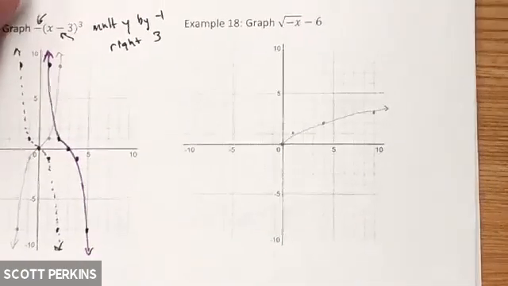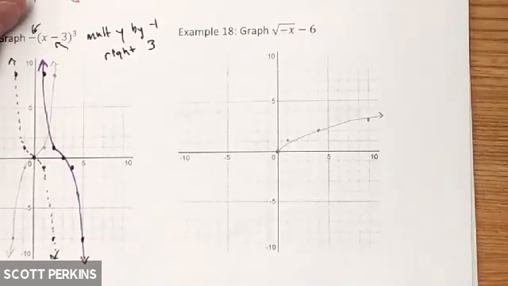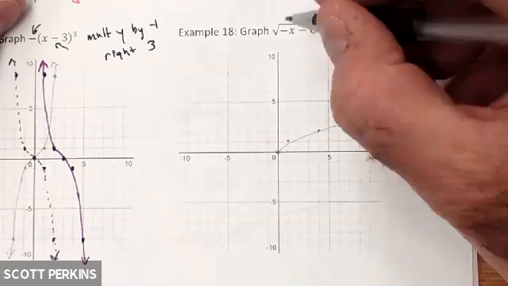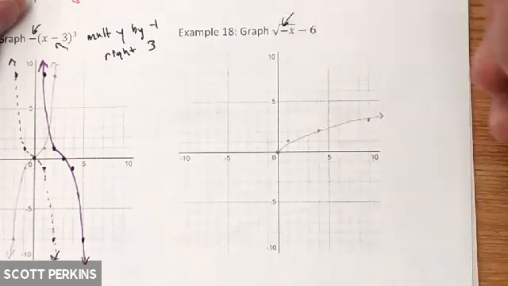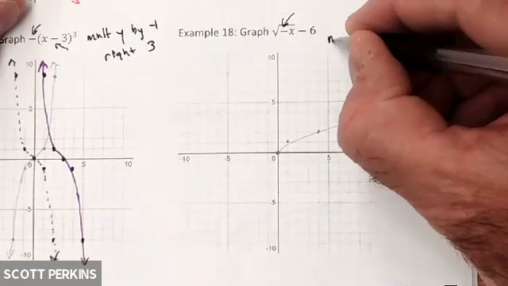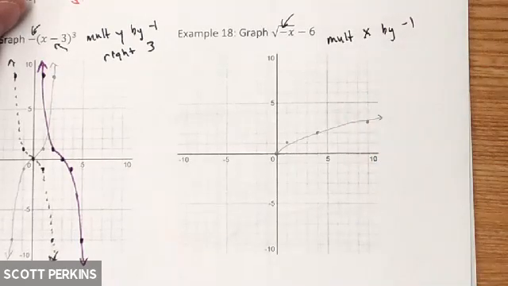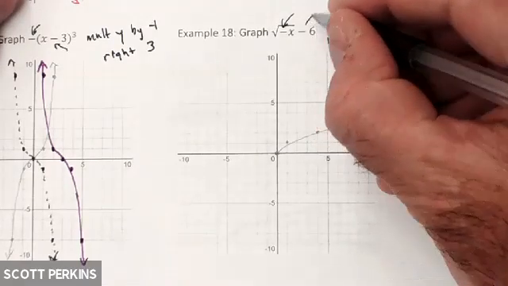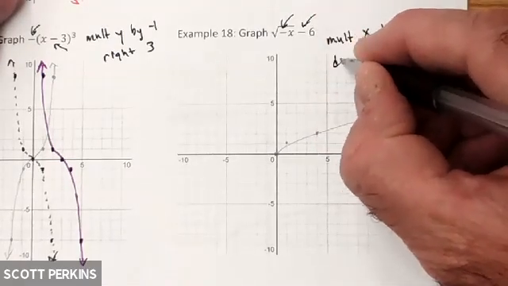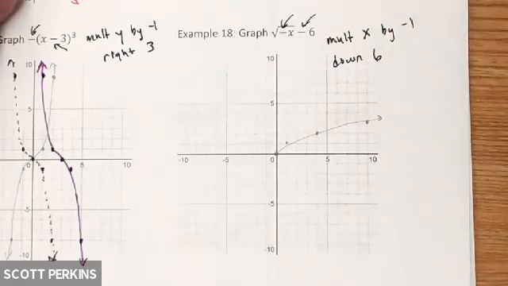Last problem. Again, there's only 2 things happening to this graph. Because of the negative inside on the x, I'm going to multiply this time the x values by -1. So this is going to be a reflection about the y-axis. And then because of the -6, that whole graph will then go down 6 units.